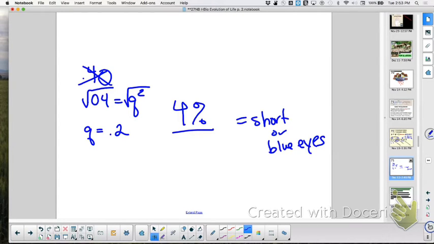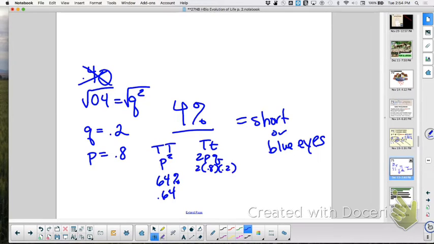0.2, which is 20%, right? And if Q is equal to 0.2, then P is equal to 0.8. What percentage of the population would be then TT, which is tall? That'd be P squared. That'd be what? 64%, or 0.64. How many are going to be heterozygotes, big T, little t? That's 2PQ. So that'd be 2 times 0.8 times 0.2, 0.16 times 2, 32%, or 0.32.